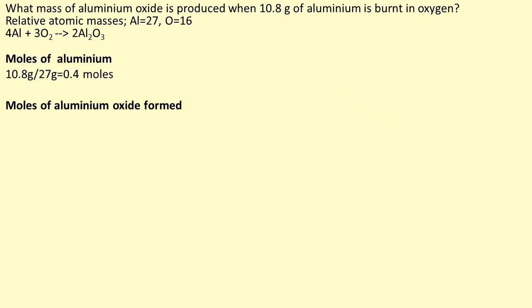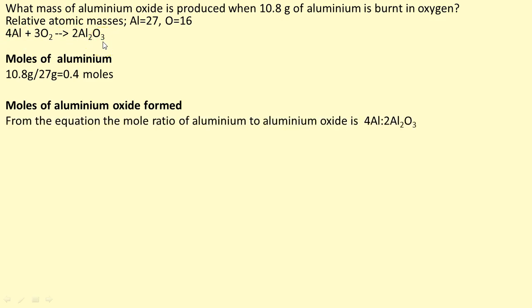Stage 2, we have our moles of aluminium, and we need to work out from using our balanced symbol equation how many moles of aluminium oxide will be formed. We can look at this equation and we see there's a ratio of 4 moles of aluminium to 2 moles of aluminium oxide.